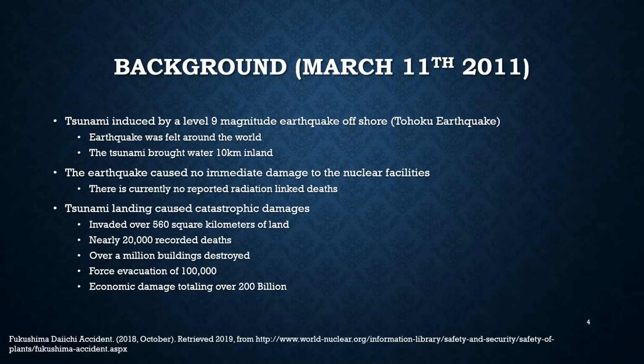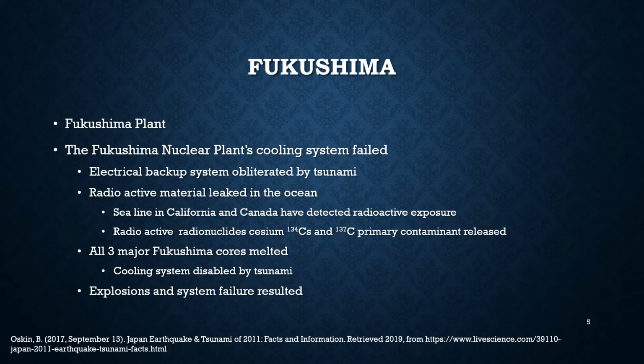an evacuation of over 100,000 because the water swelled in and overwhelmed the nuclear facilities. And as the Fukushima nuclear plant's cooling system failed, the electrical backup system was obliterated by the tsunami, radioactive material was leaked into the ocean, and all three major Fukushima cores melted. These breakdowns in its backup systems led to an explosion and system failure, and the radioactive nucleotides of cesium-134 and 137 have been found across the ocean, as far as California, Canada, and Hawaii.